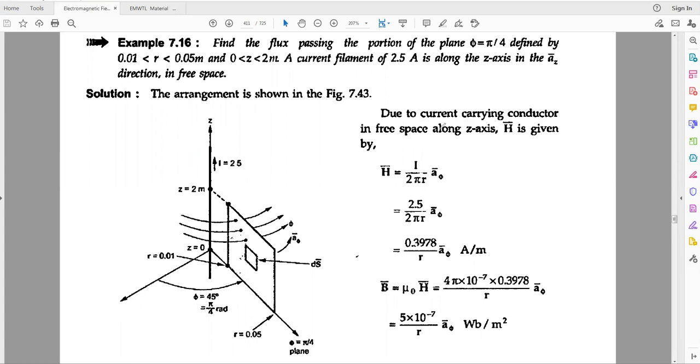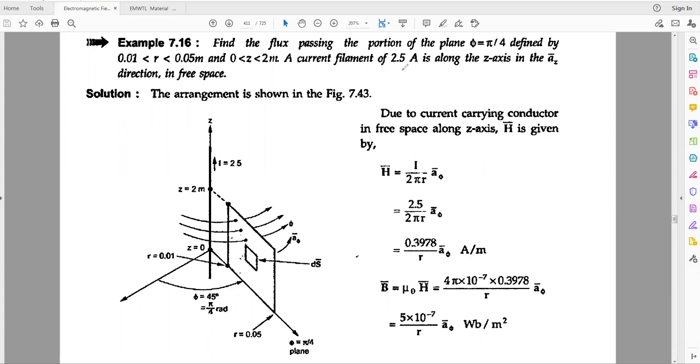Find the flux passing through this position. Before that, we know the formula for the H bar due to a current carrying conductor in free space, along the axis. H bar is given by I by 2 pi R into A phi, for a long straight conductor.